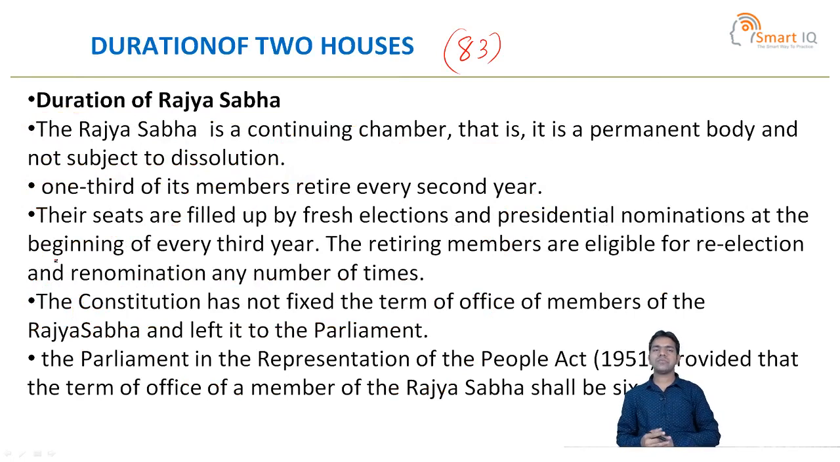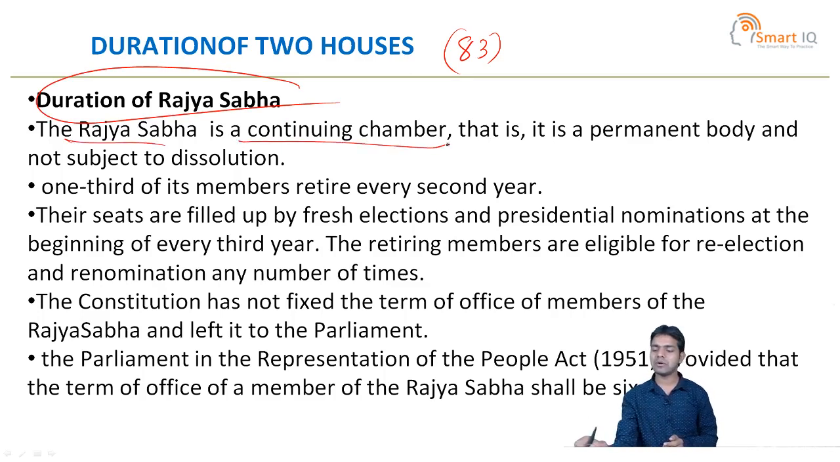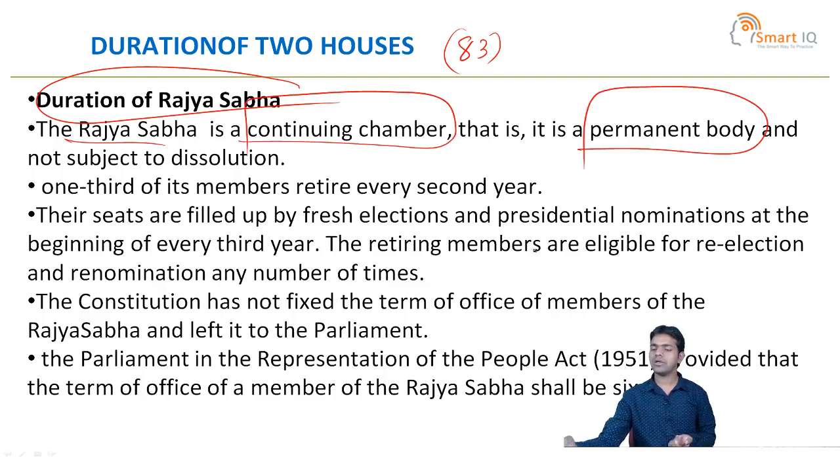Duration of the 2 houses of Parliament. Article 83 talks about the duration of the 2 houses of Parliament, that is the Lok Sabha and the Rajya Sabha. First, let us look at the duration of the Rajya Sabha. The Rajya Sabha, also called the Council of States, is a continuing chamber, that is, a permanent body not subject to dissolution. The Rajya Sabha cannot be dissolved.